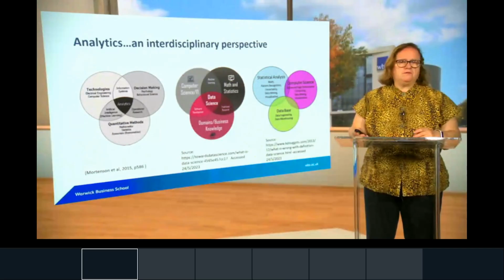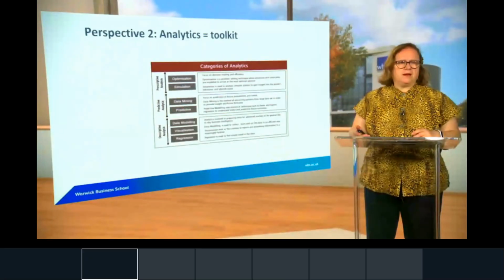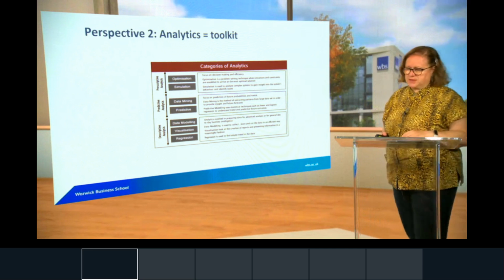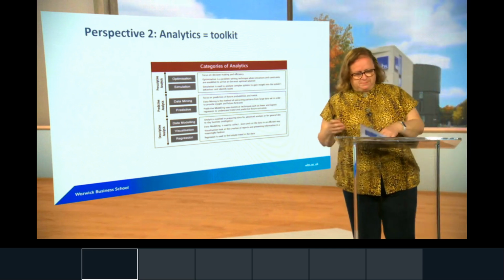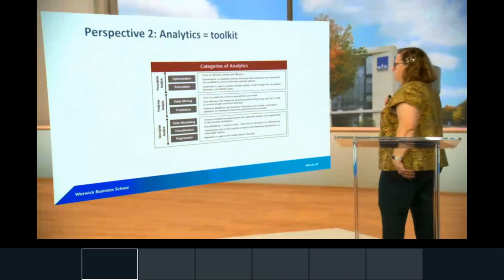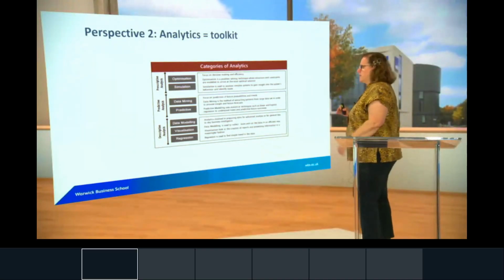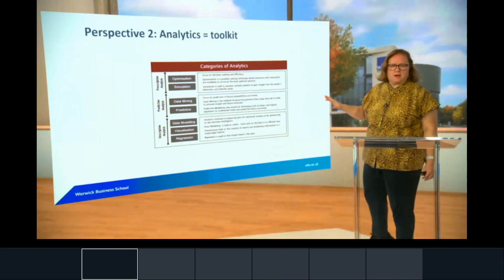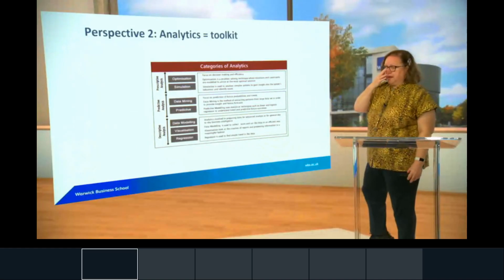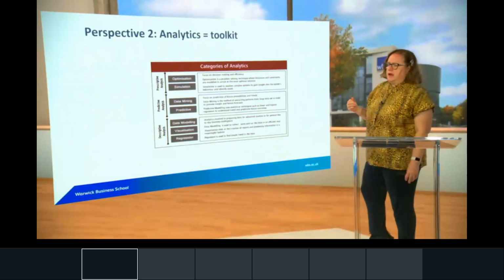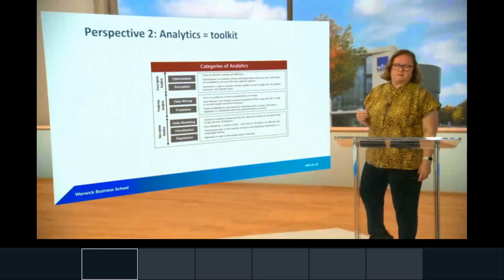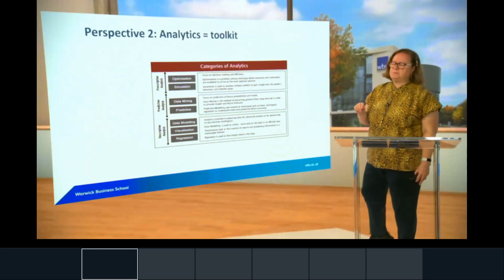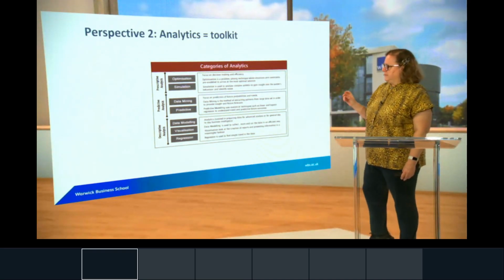Let's now move to one that perhaps you're a little bit more familiar with, which is what I would call the toolkit perspective. So I'm going to show you, I think it's 2 slides. So this slide here comes from the Operational Research Society. That's a UK based society, one of the oldest societies in the analytics space, I guess you could say.